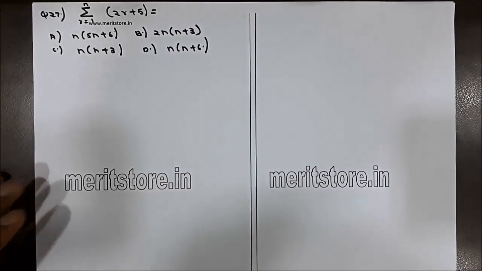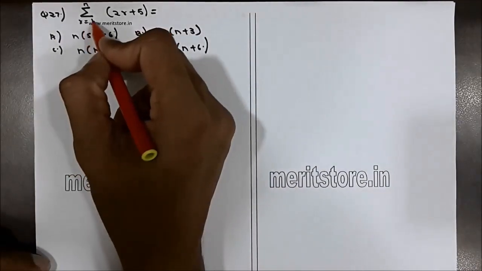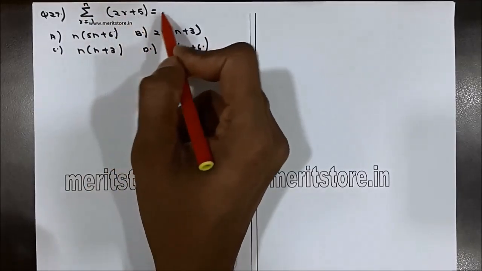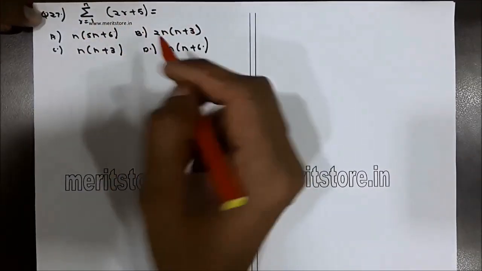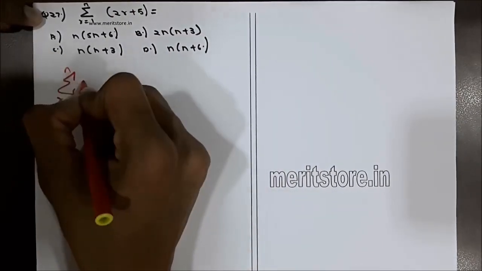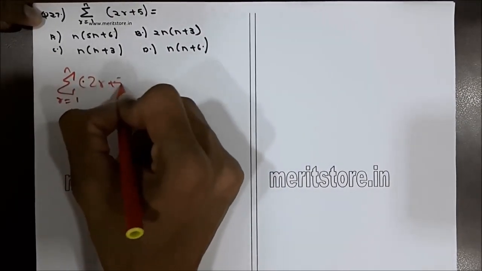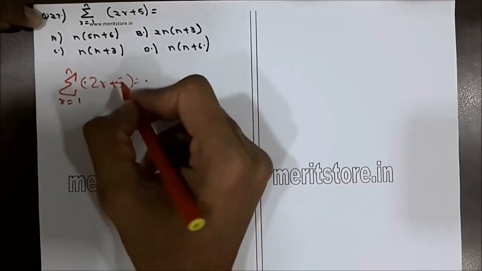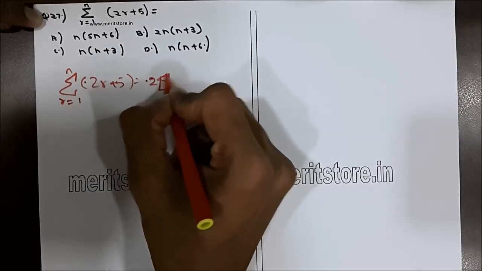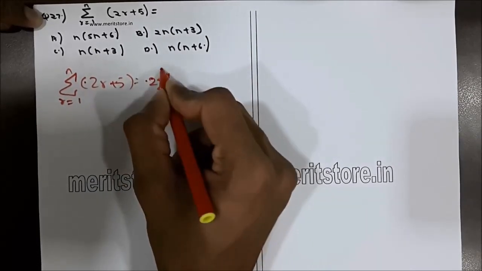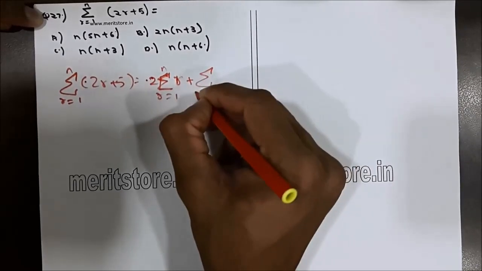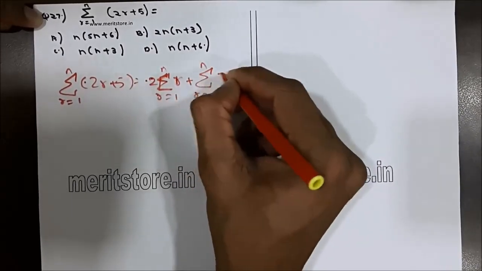Question 27. Summation of r equal to 1 to n of (r plus 5) equals, we have 4 options. So we have summation of r is equal to 1 to n of (r plus 5). We can take the summation inside the bracket, we get summation of r is equal to 1 to n of r plus summation of r equal to 1 to n of 5.